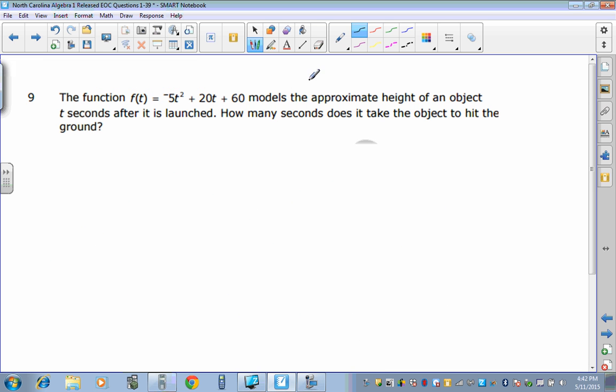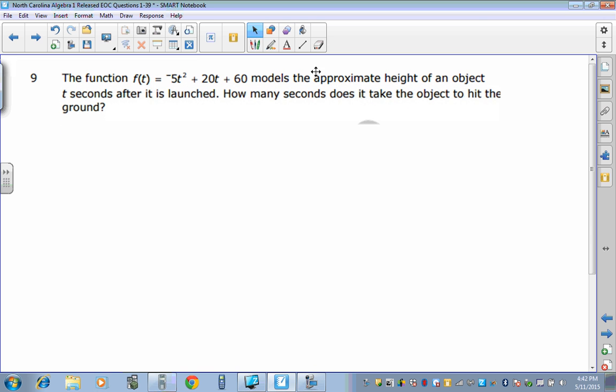Okay, let's look at this one. We want to know how long it would take this object to hit the ground. Well, first of all, when something hits the ground, that means that its height is 0. So we need to solve this equation.